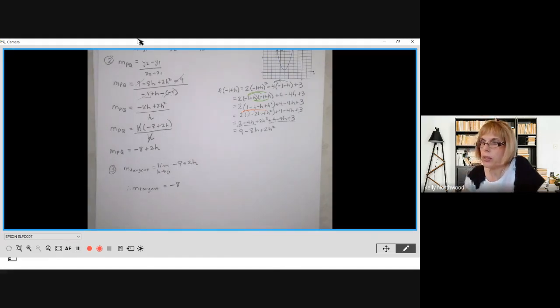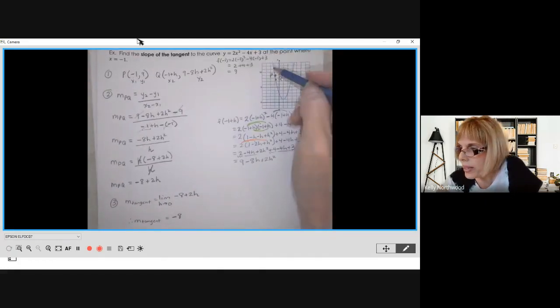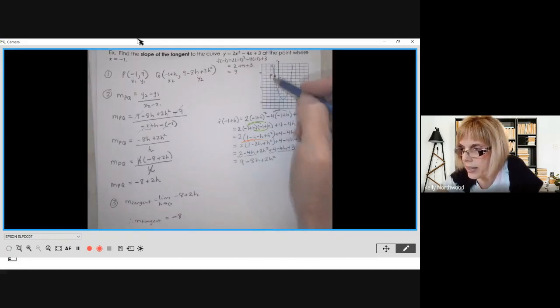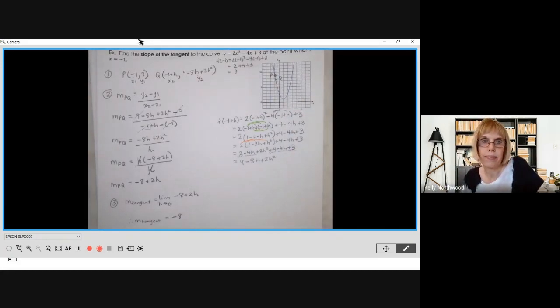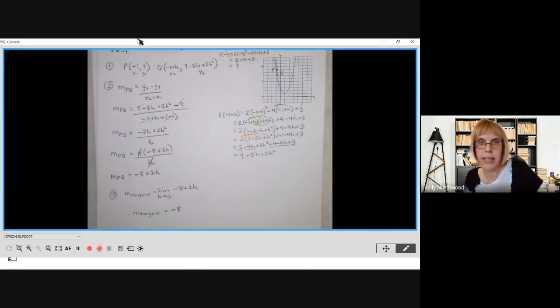And then you're going to check back with your picture. Does it make sense that the slope would be negative? Yes. And fairly steep? Yes. Okay. So when you've got a graph, it's always good to go back and make sure it makes sense there.